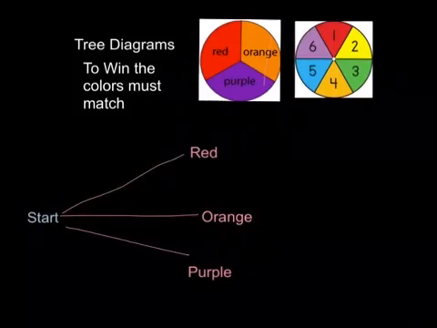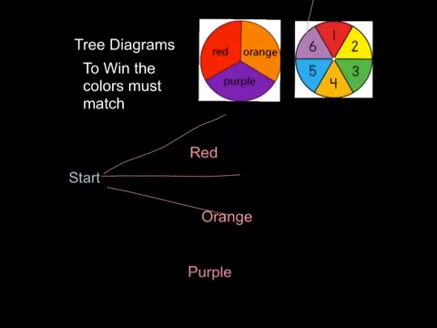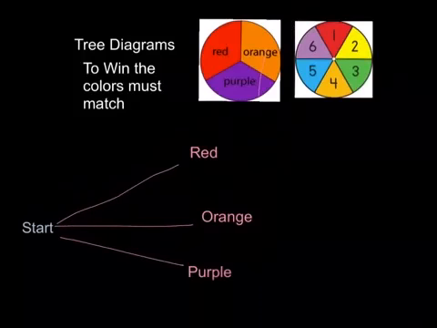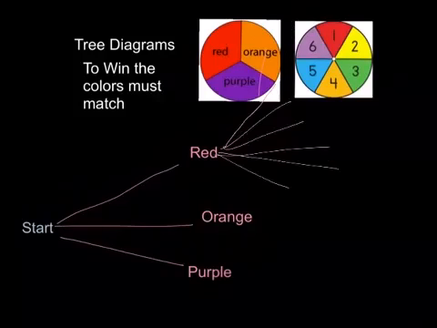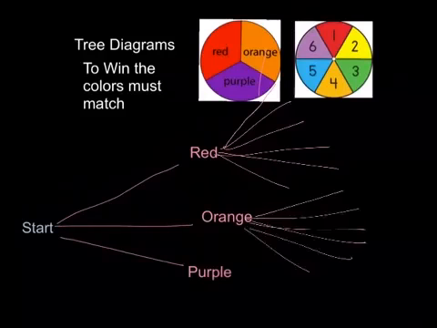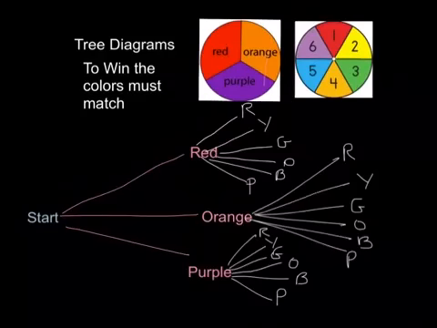Next, you're going to spin the second spinner. No matter what you landed on the first spinner, you're still going to spin the second spinner. So for each of these three outcomes, there are 6 possibilities on the next spinner. You can either land on the red wedge, yellow, green, orange, blue, or purple. And over here for orange, red, yellow, green, orange, blue, or purple. And I would do that again for the last one.